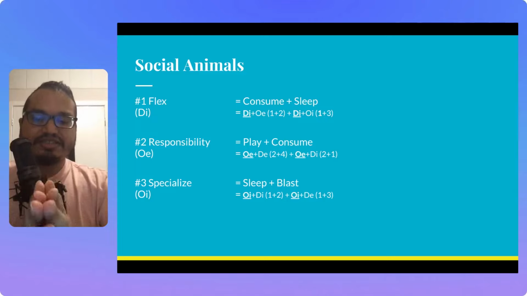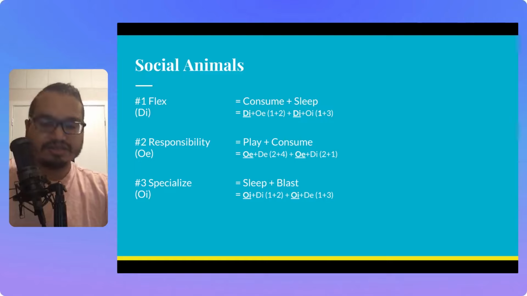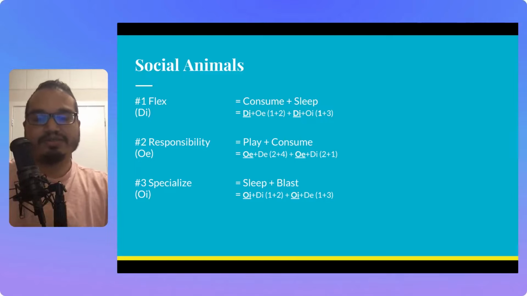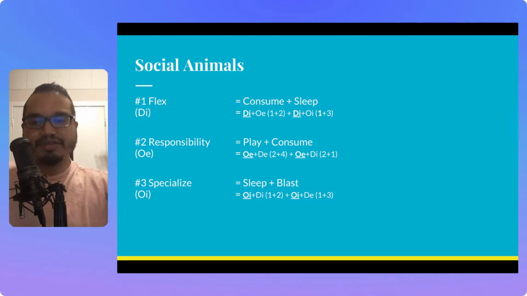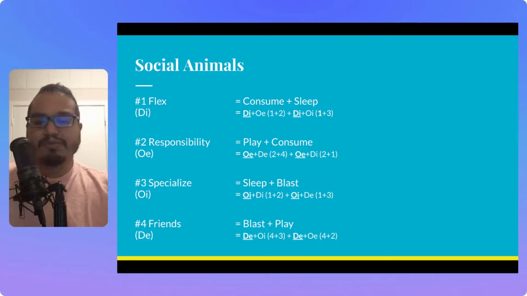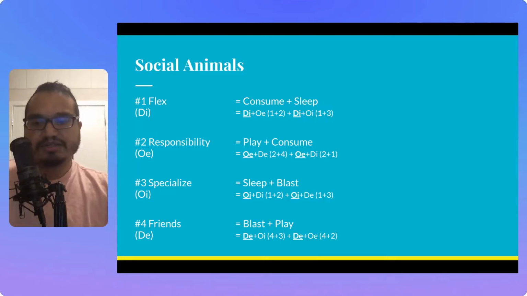And then you have the DIDE split. So you're going to be balanced with the flex as well as the friends, even in the animals. So the sleep plus blast, one of them is going to be more DI oriented and the other animal is going to be more DE oriented. Again, it doesn't matter which one is first. The point is that these are going to be your top two social animals. Finally, we got the friends, which is going to be blast plus play. The DE friends is interacting with the OI specialize, and the DE friends is also interacting with the third social function of responsibility, which is more OE like. So that'll be social play.